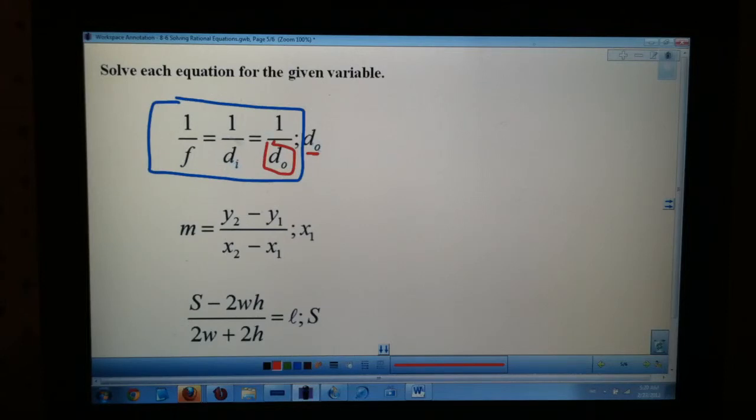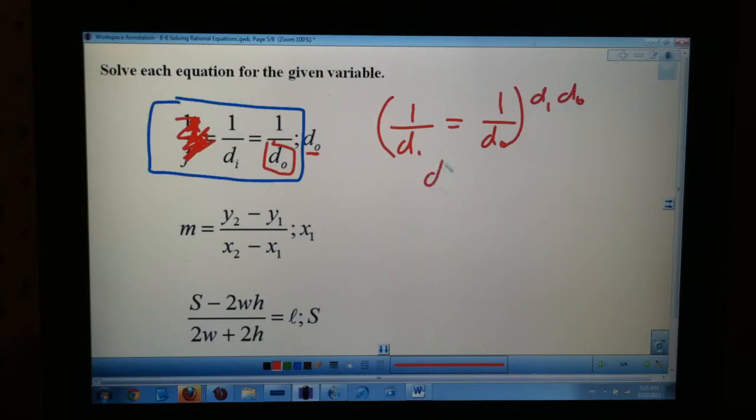And when I'm solving this, let's take it just this one equation at a time. So let's just look at this one piece. If I want to solve for d0, and I have 1 over d1 equals 1 over d0, I could multiply by d1 d0. That will give me d0 equals d1. And so I'm solved.